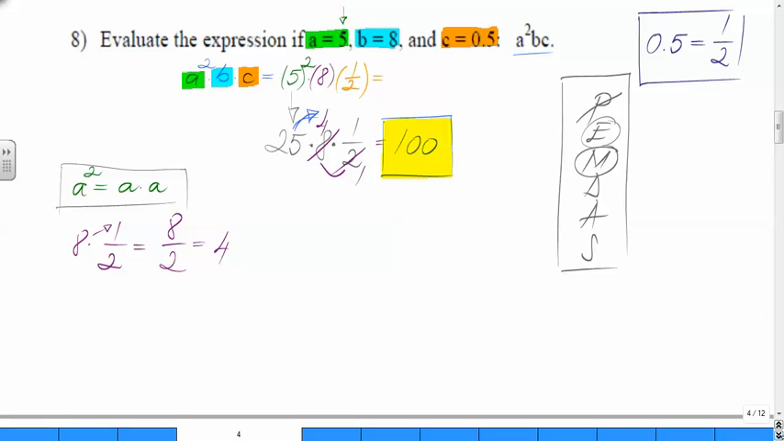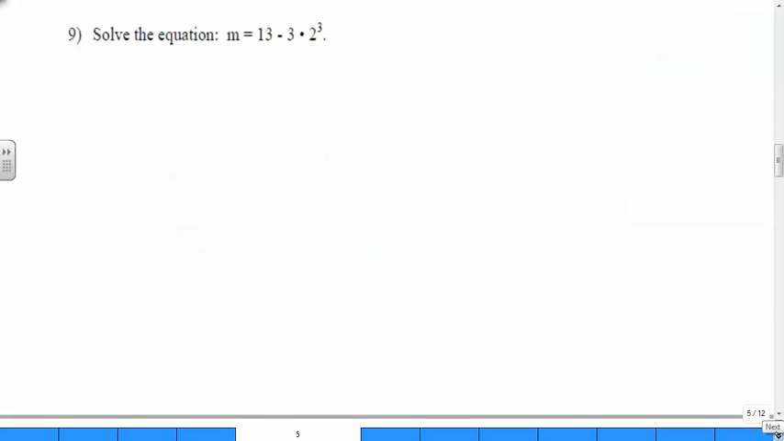Great, so let's try another one. Problem number 9. Solve the equation. Well, basically, solving this equation means to work on the right side, right? Because you have a variable and that equals something. Your variable is isolated on the left. You only need to find what is the value of the right side.